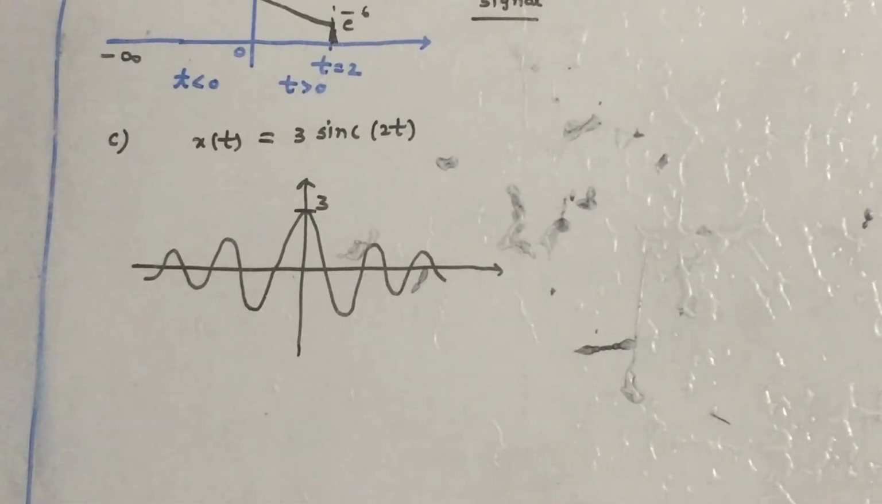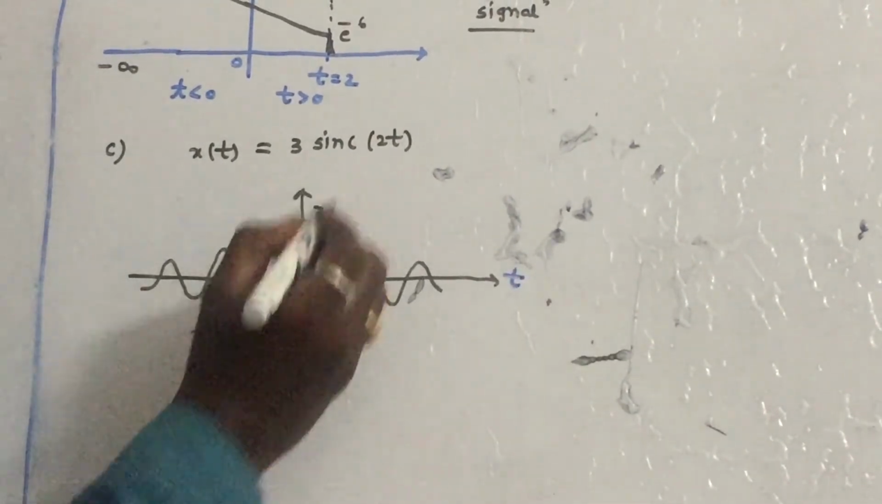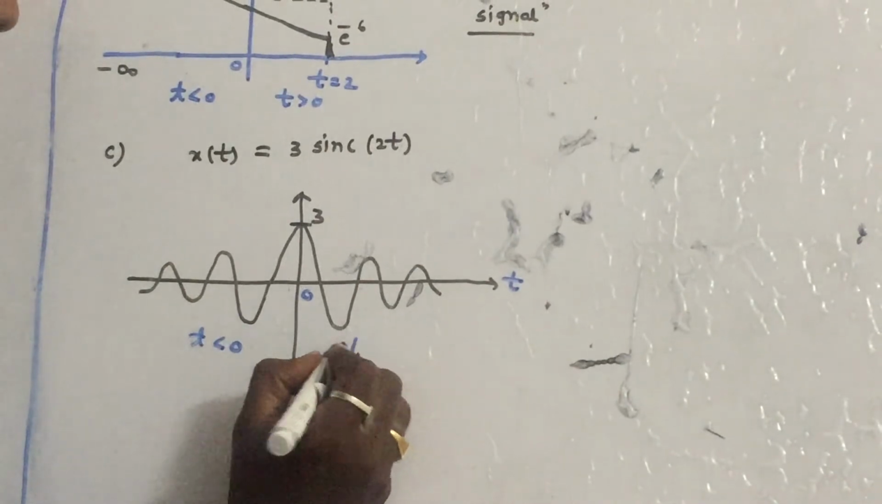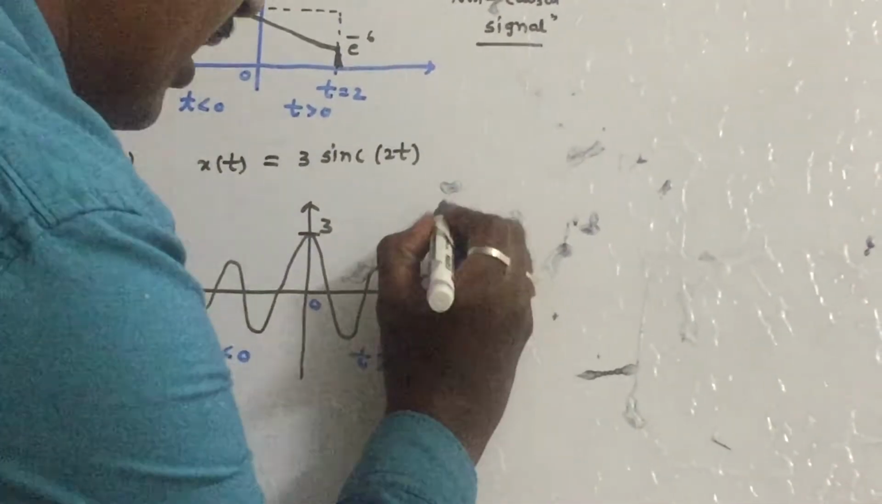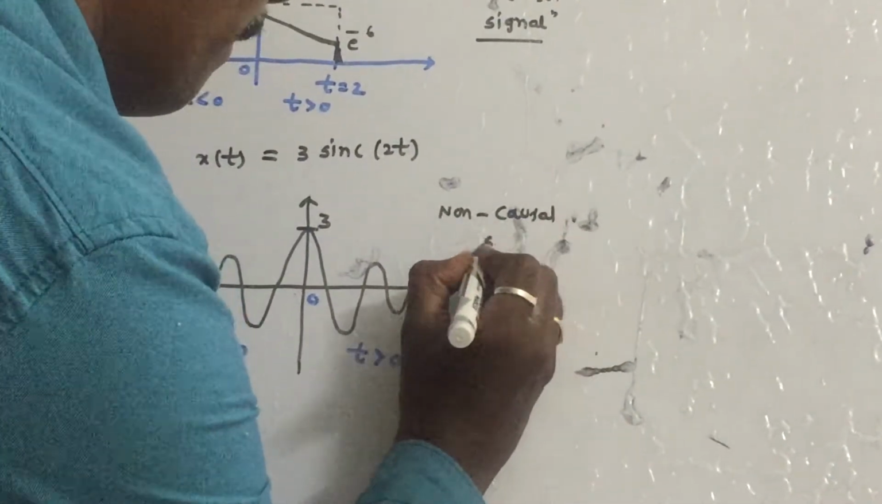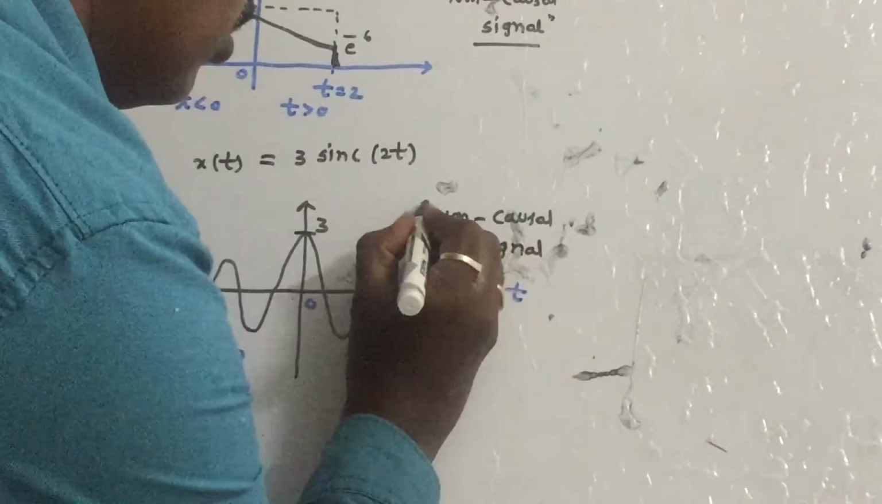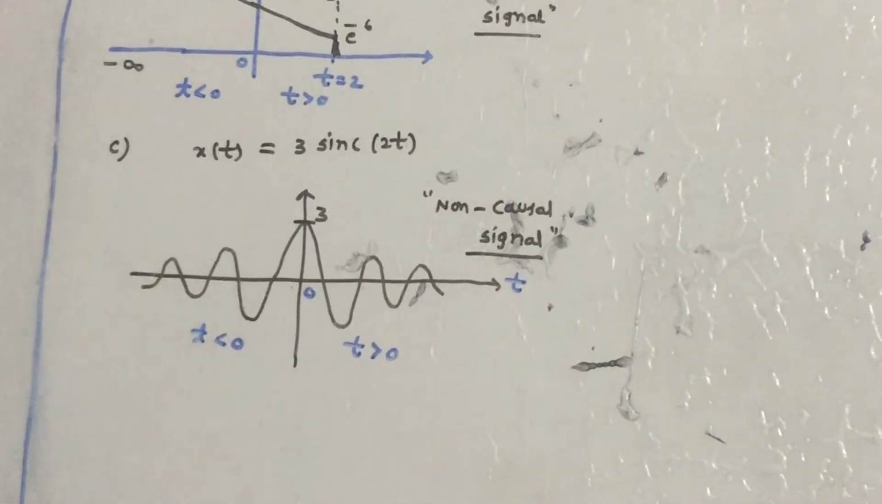So you can see that the signal exists for t less than 0. So this is 0, this is the time axis. The signal exists for t less than 0 and t greater than 0. On both sides of the time scale the signal exists. So what kind of signal is this? This is a non-causal signal.